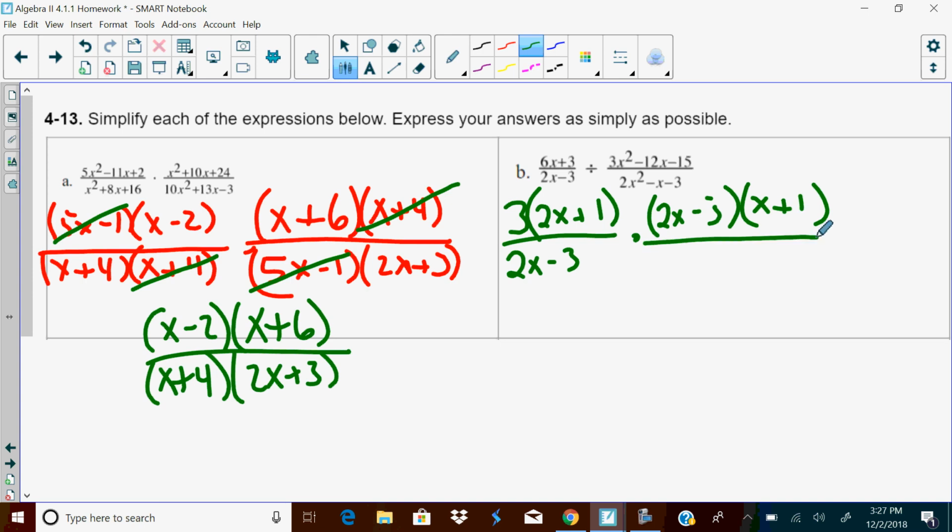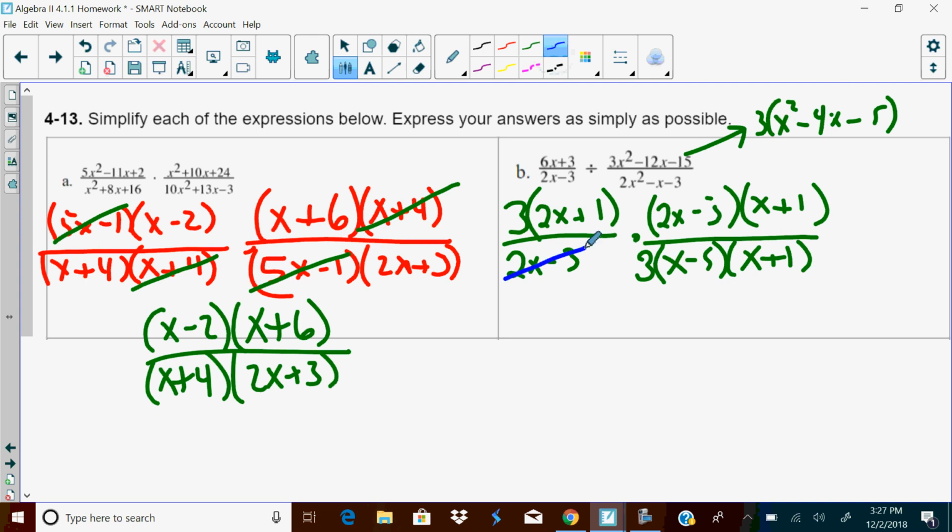On the bottom, I can factor out a 3 first. So when I factor out a 3, I get x squared minus 4x minus 5. So when I factor that, I get x minus 5 and x plus 1. So I'll change colors again. So I can cancel out the 2x minus 3, I can cancel out the x plus 1s, and I can cancel out the 3s. So then I'm left with 2x plus 1 over x minus 5.